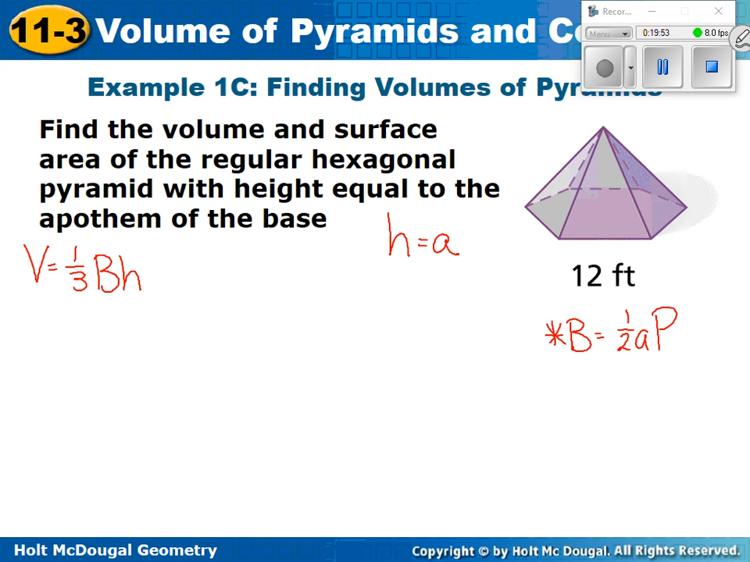All right, so first let's find our perimeter. That's pretty easy. Capital P, how do we find the perimeter of the base? 12 times 6. We've got 6 sides. They're each 12. What is 12 times 6? 72. Plug that in. We have 1/2. We still need to find our apothem times 72. Okay, how do I find the apothem?